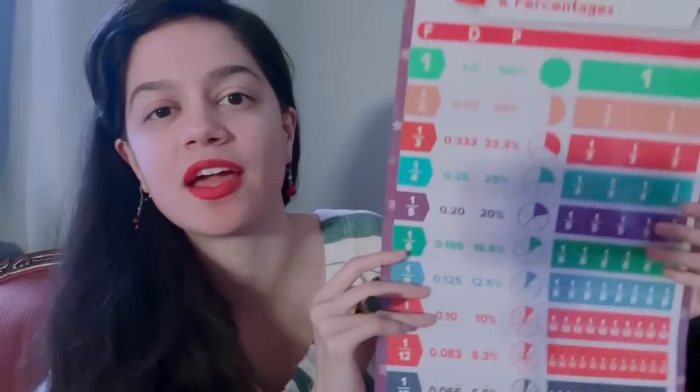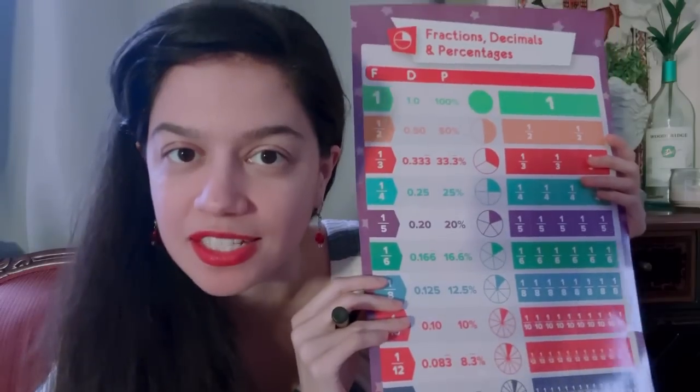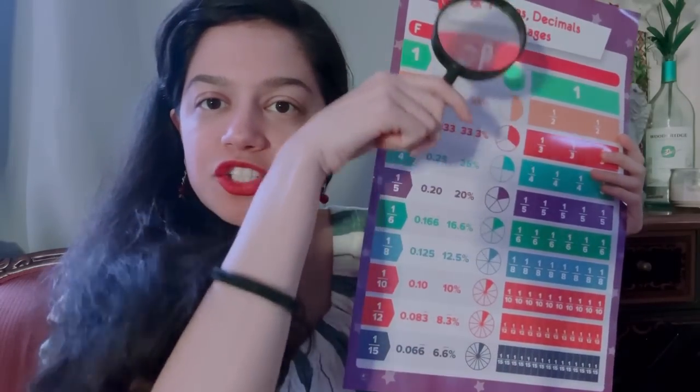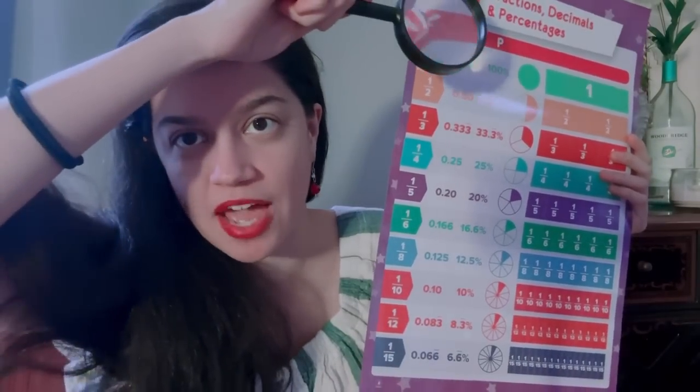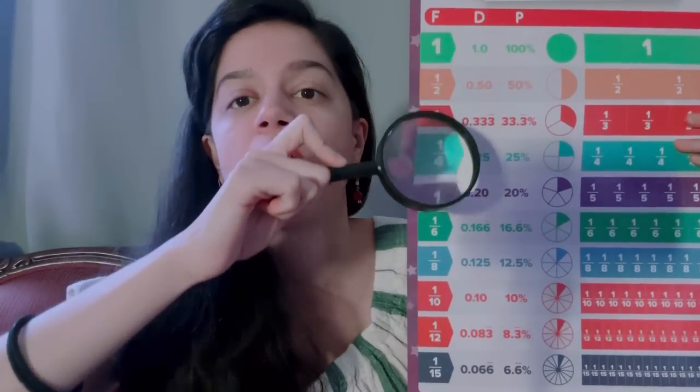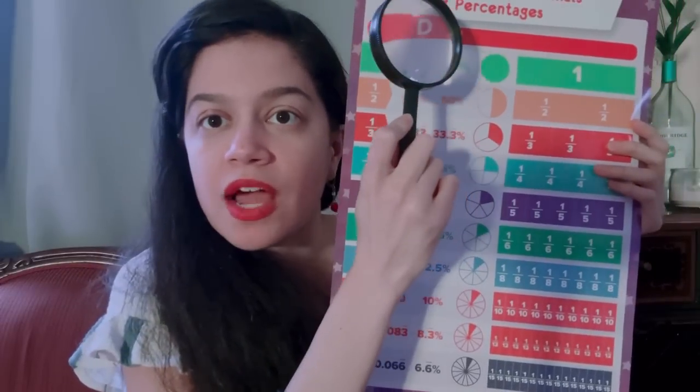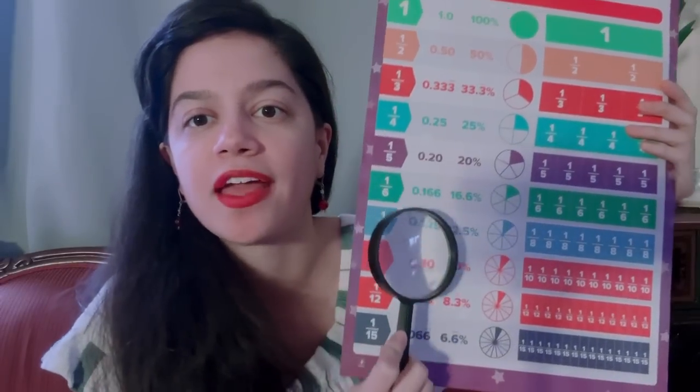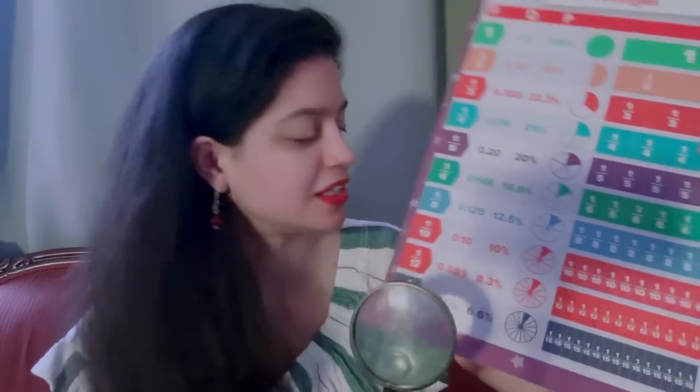Hello there, pupil. For today's lesson, we are going to be covering fractions, decimals, and percentages. In this column, we have the fractions going all the way down to 1/15. In this column, we have the decimals going all the way down to 0.066. And in this column, we have percentages going all the way down to 6.6.